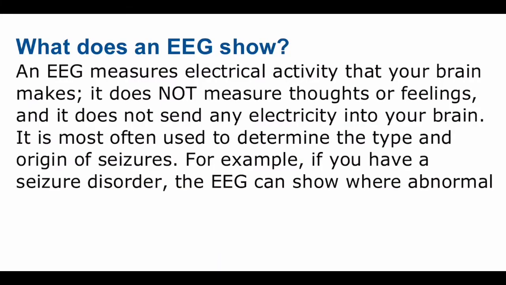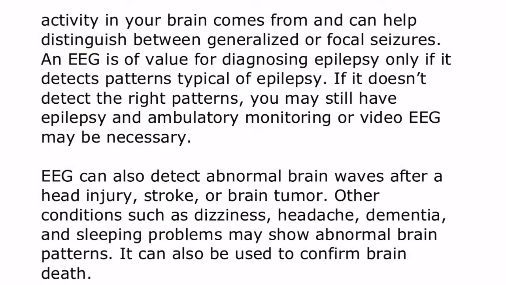What does an EEG show? An EEG measures electrical activity that your brain makes. It does not measure thoughts or feelings, and it does not send any electricity into your brain. It is most often used to determine the type and origin of seizures. For example, if you have a seizure disorder, the EEG can show where the abnormal activity in your brain comes from and can help distinguish between generalized or focal seizures.